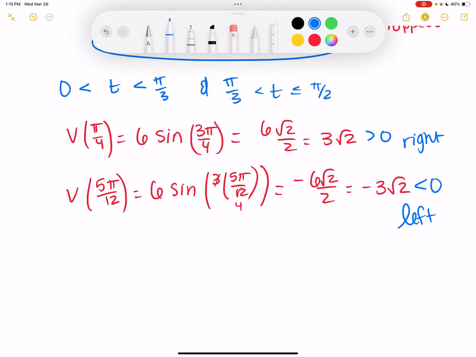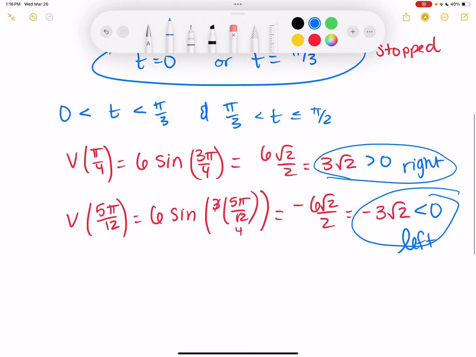Yeah, because I could do that one in that interval, but from pi over 3 to pi over 2, I don't technically know a value, right? There are no known values to me, but 5 pi over 12 will reduce into something that I do know. So this is right, this is left.